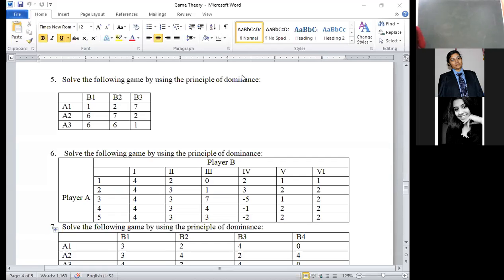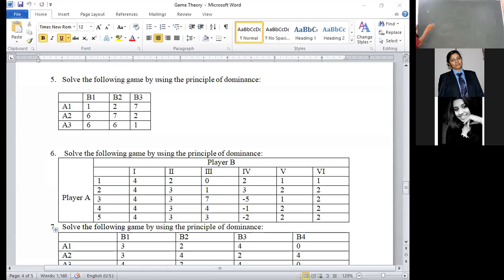Then take down the fifth one. Screen is available. Is it visible? Anuvinda? Yes, ma'am. Go through the fifth one.